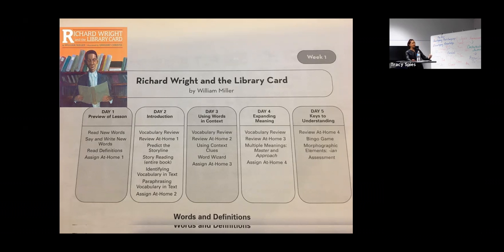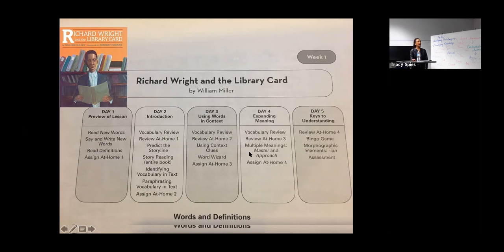So day one is stable, day two is stable, day three is stable. I use the term stable because it doesn't ever change the type of activity. So day three, they're using context clues and reading words and trying to understand what they mean in the context of sentences. But what I like is day 4 and 5.